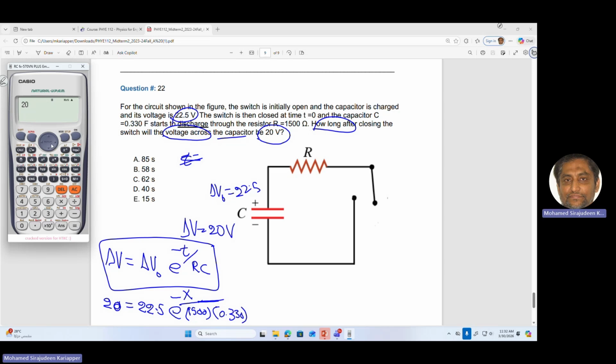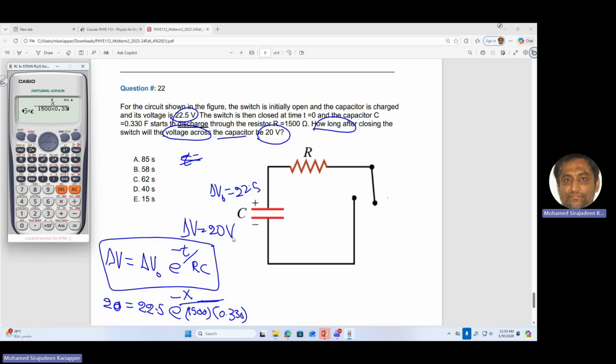Equal, don't do this, right? You need the alpha symbol, then equal, 22.5 multiplied by E. How do you get E? Shift ln, negative sign, then you put the fraction. So for T, you will write alpha, right bracket, X. Bring it down, R times C. R is 1,500 multiplied by C, which is 0.33. That's it.